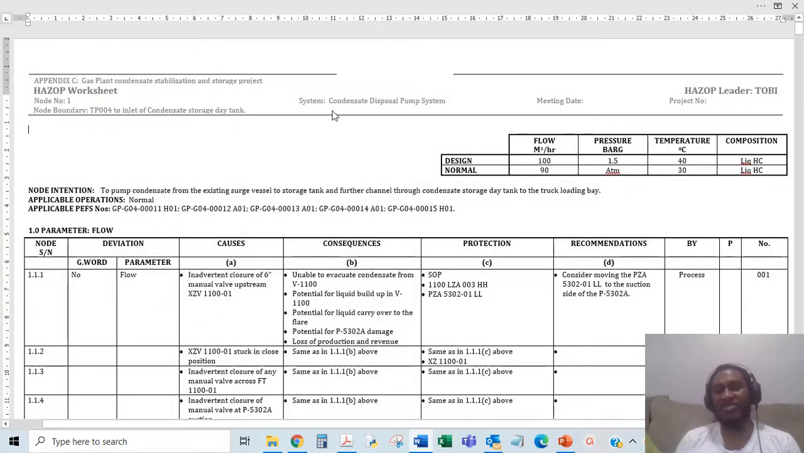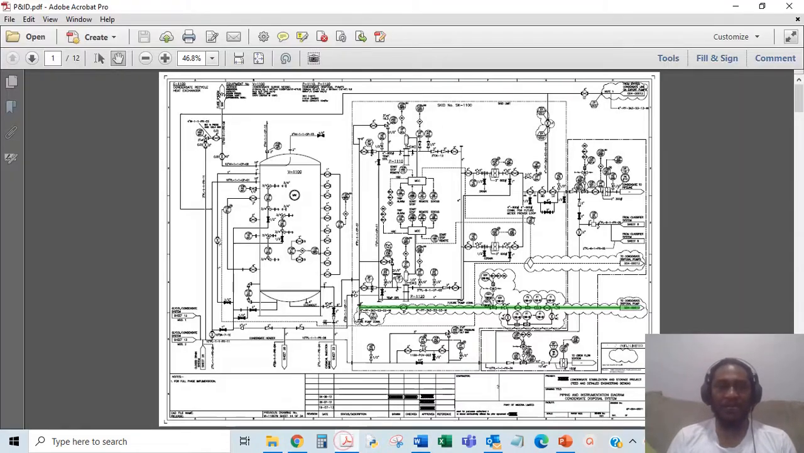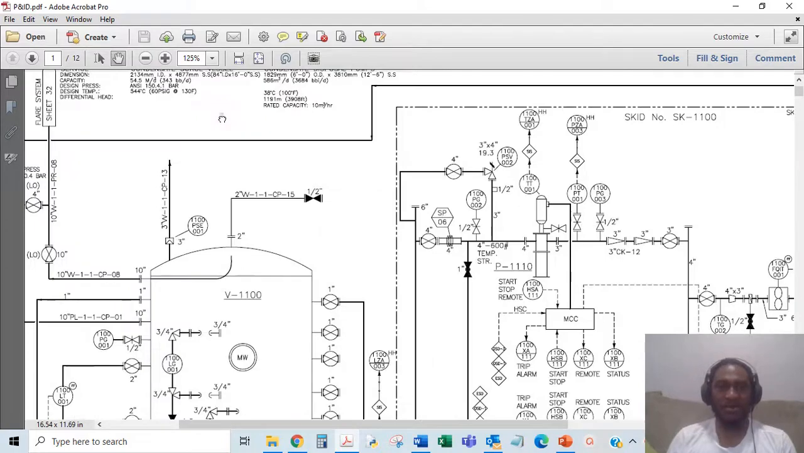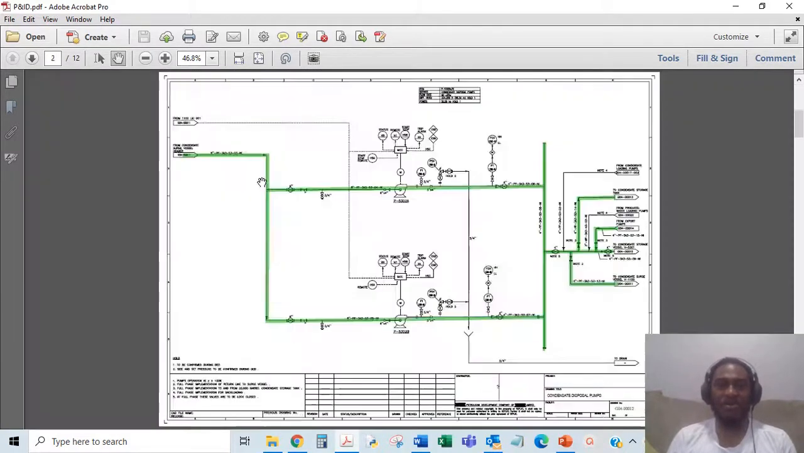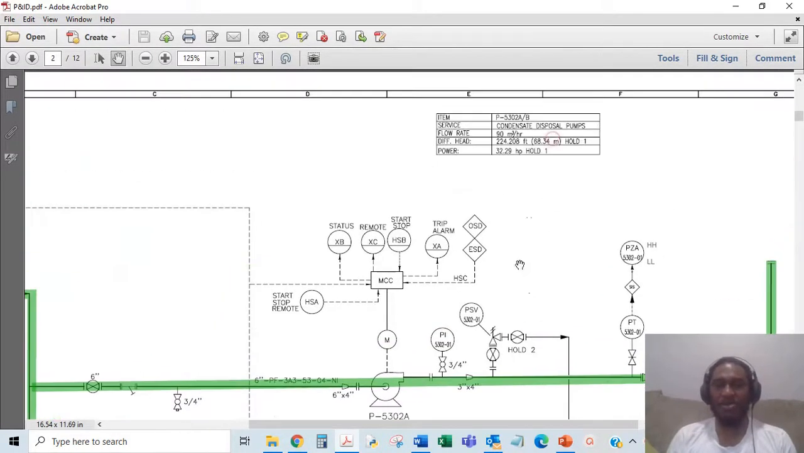Then of course you have to describe the system, because it's more reasonable to break your PNIDs down into systems. Then the dates, the number of the project, the HAZOP leader, that's yours truly, thank you. And then we go into the parameters. You want to give the parameters for the entire node. So you go into flow, which should naturally be on the PNID somewhere up here. If you can't find it on the first one, you go into the second one. It's always going to be here.